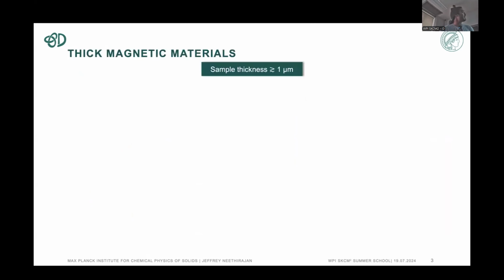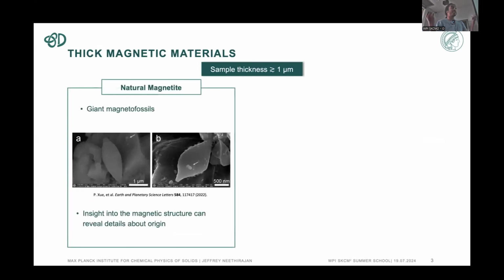So I'm particularly interested in thick magnetic systems. I define them as samples being greater than 1 micrometer in size, which may not be thick for most of the people here. But specifically, I would like to highlight 2 systems that I would like to show in this talk. The first is a continuation, which is with natural magnetite.